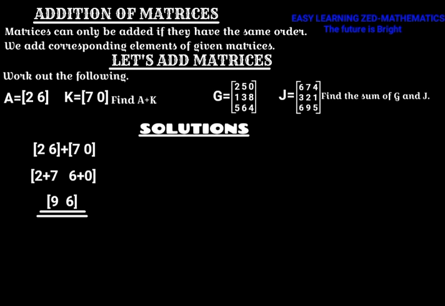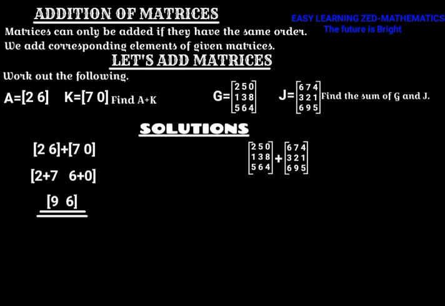So example 2, we have G there and J there, as you can see. So I'm going to write these matrices just like I did in the first question. Once I've done that, then I'm going to start adding. But before I start adding, I need to identify the corresponding elements of each element.